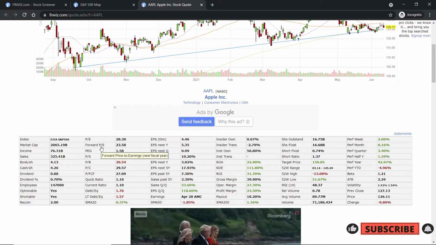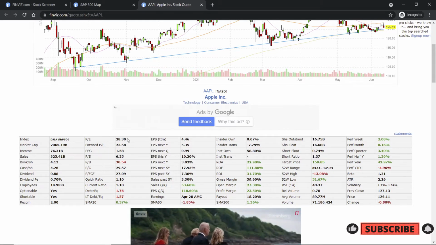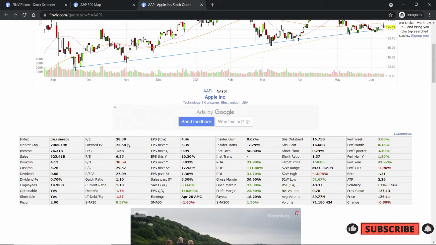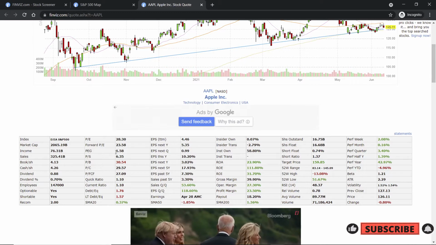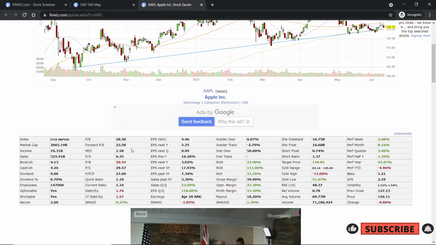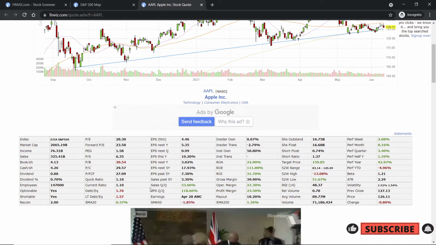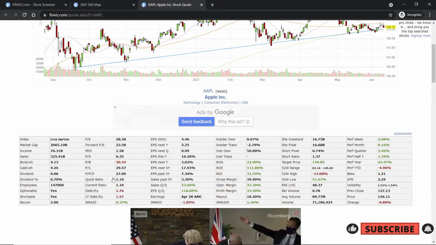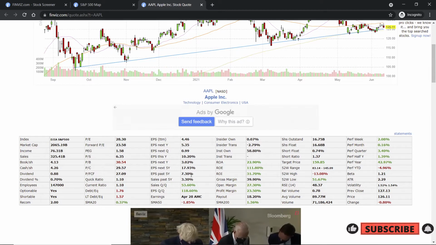And here you can see forward P/E is lower than the original P/E value. What does that indicate? That the company has growth potential, because the forward P/E is lesser than the P/E value, which just stands to say that the earnings are going to be higher, which is why PEG is a decent number, 1.58. That's good.